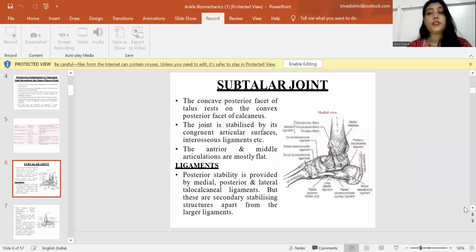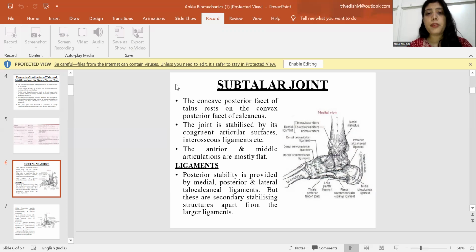In the subtalar joint, the concave posterior facet of the talus rests on the convex posterior facet of the calcaneus. The joint is stabilized by its congruent articular surface, interosseous ligament, etc. The anterior and middle articulation are mostly flat.